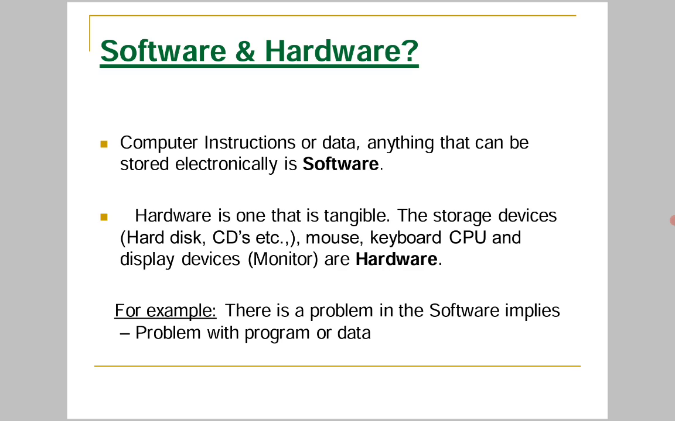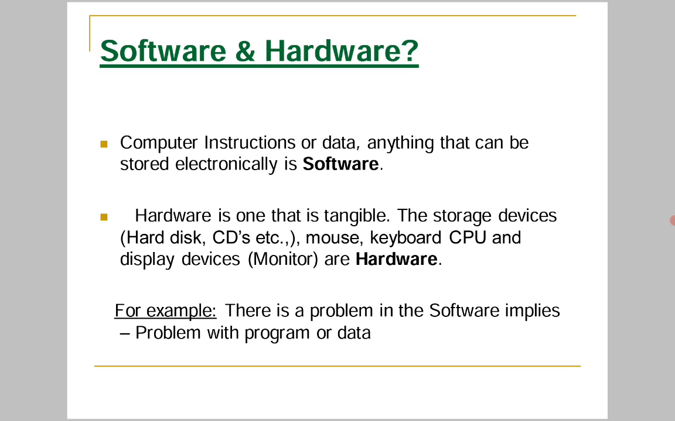Hardware is one that is tangible. The storage devices like hard disks, CDs, etc., mouse, keyboard, CPU, and display devices like monitors are hardware. What is hardware? Hardware is the physical devices of a computer. Generally, hardware contains electrical, electronic, and mechanical devices. Examples of hardware are mouse, keyboard, CPU, display units like monitors.